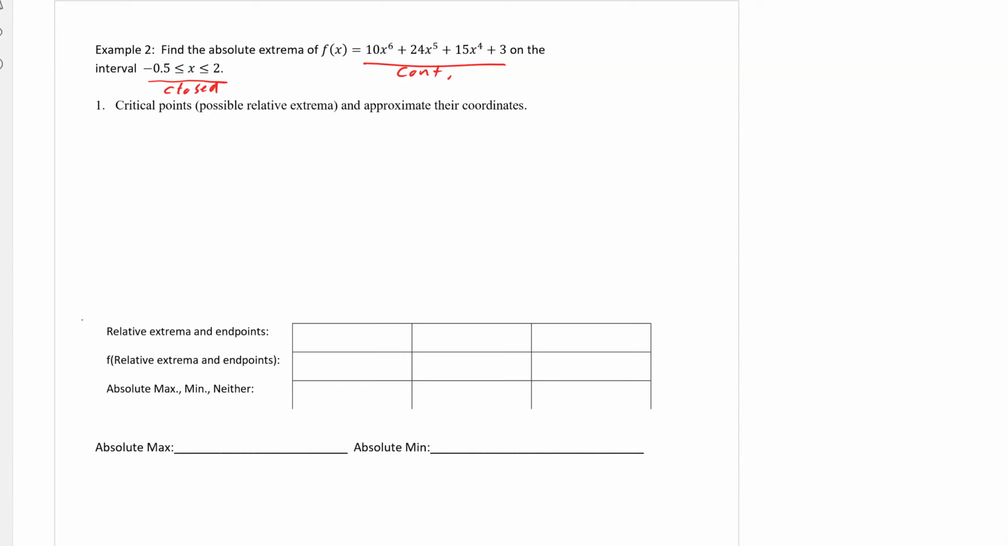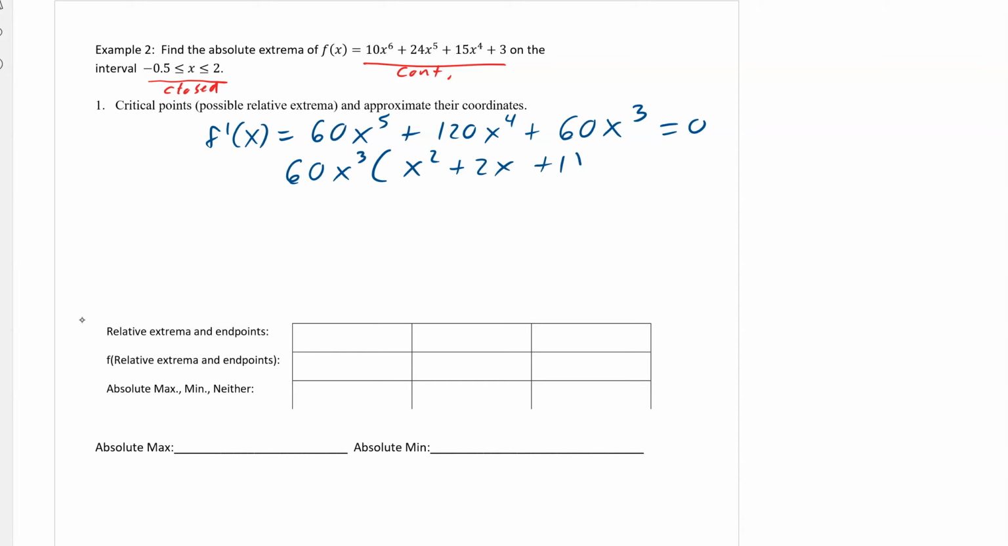So if we take our derivative, we would get 60x to the fifth plus 5 times 24, which is 120x to the fourth, plus 60x cubed. And then we set it equal to 0 and find our critical numbers. So we factor out 60x cubed, and we end up with x squared plus 2x plus 1. And so that would then give us (x plus 1) squared equals 0. And so we have critical numbers at 0 and at 2.